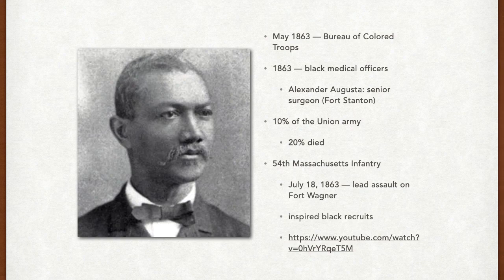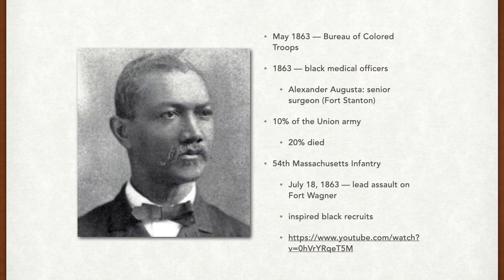In May 1863, Congress established the Bureau of Colored Troops in an effort to organize Black efforts in the war. African Americans served as medical officers after 1863, beginning with Baltimore surgeon Alexander Augusta, who is pictured here. Augusta was a senior surgeon with white assistant surgeons under his command at Fort Stanton, Maryland.